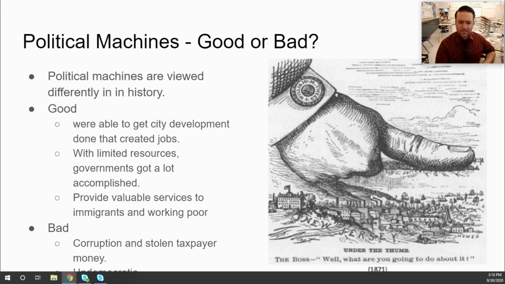So that's something that I'll let you marinate on and think about in your responses. If these existed today, knowing that they're corrupt, but also being able to get the job done fairly well, would you be willing to accept that? That is a very ethical question to think about.